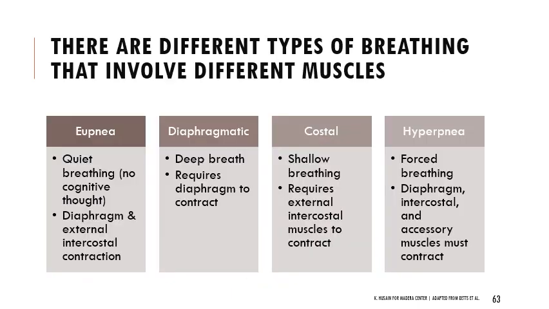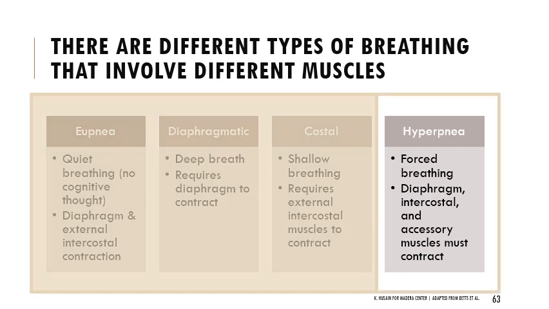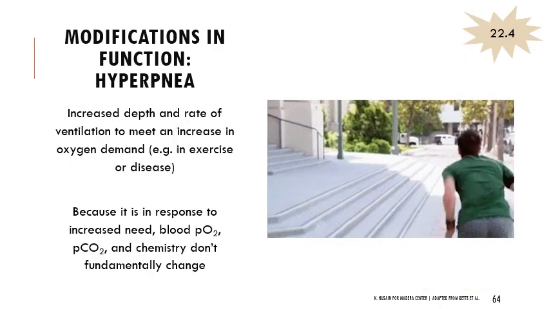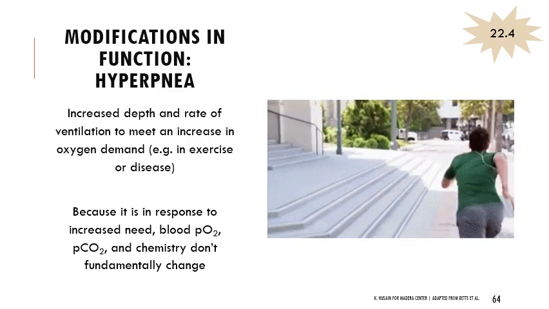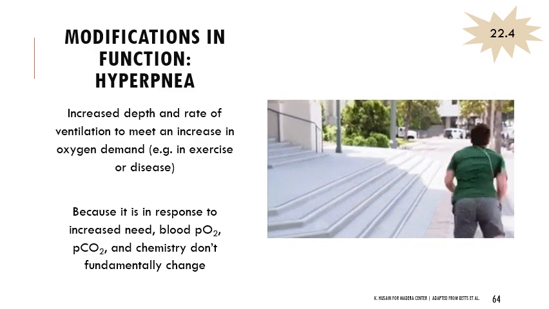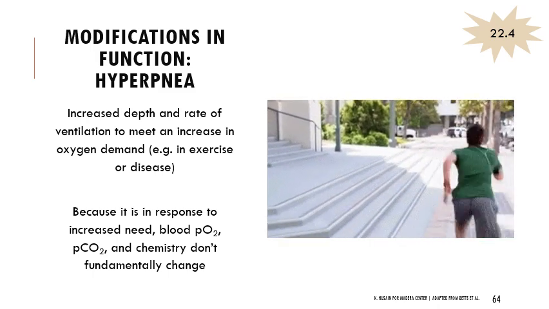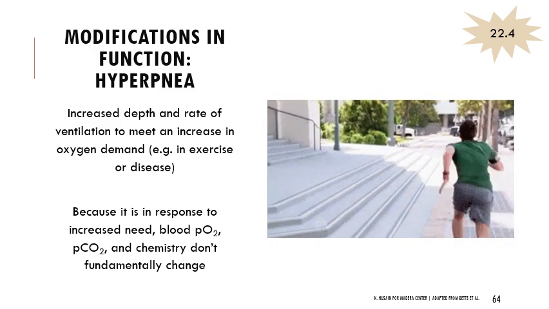So we saw this slide earlier about the different types of breathing involving different muscles. Let's focus again on this hyperpnea, which was that forced breathing where you're using a bunch of accessory muscles. So when you have hyperpnea, you have this increased depth and rate of ventilation, and it's meeting a demand. So you might have an increase in oxygen demand due to exercise or a disease state. And because you are trying to meet a need that you actually have, the partial pressures of oxygen and carbon dioxide in the blood, as well as blood chemistry, don't fundamentally change. So everything's kind of balanced out. It's part of this system.